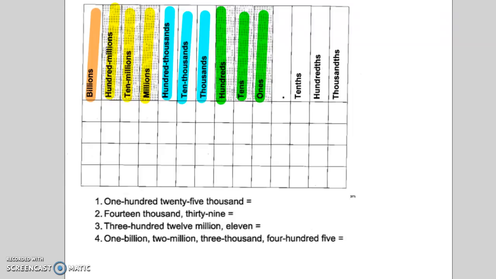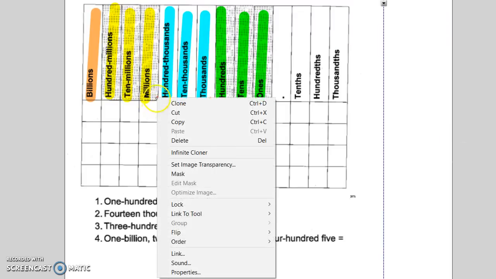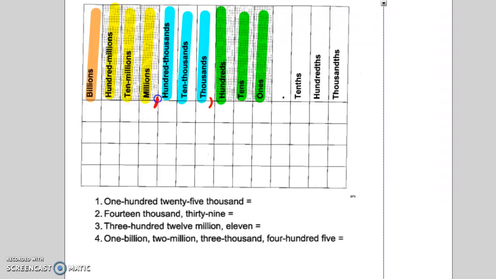You might be thinking, I'm hoping you're thinking, that a comma goes between each period. Woohoo! That's what we use to separate the periods to make it easier to read numbers. Alrighty, then I've got the thousands, 10,000s, and 100,000s period marked in blue. I'm going to separate it from the millions period with a red comma.